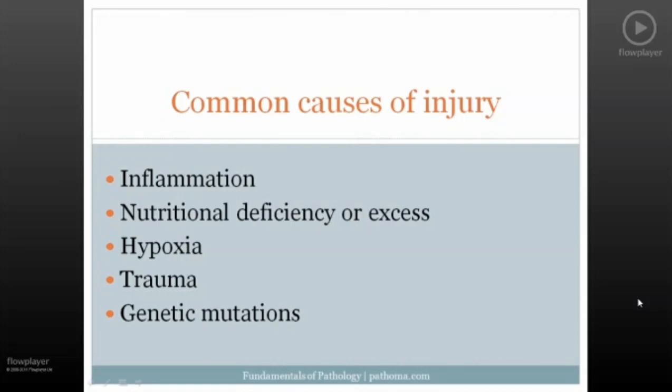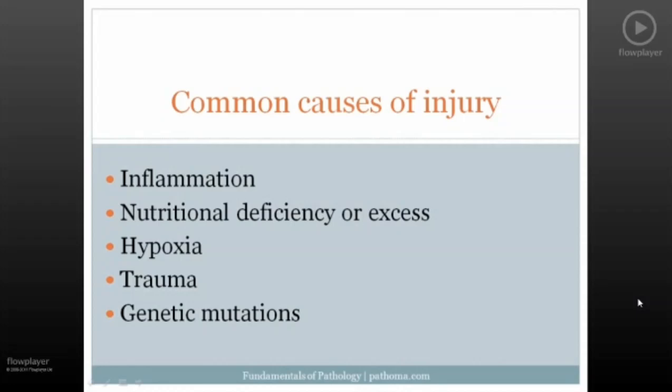Nutritional excess or deficiency can result in injury. We're all familiar with that. In fact, much of the disease that we see in the Western world is actually due to nutritional excess. And much of the disease that we see in areas where poverty is prevalent is really due to nutritional deficiency. So these are common causes of injury as well.